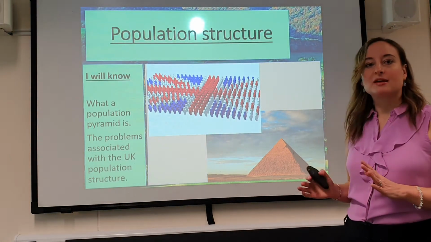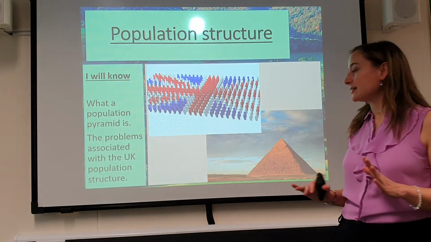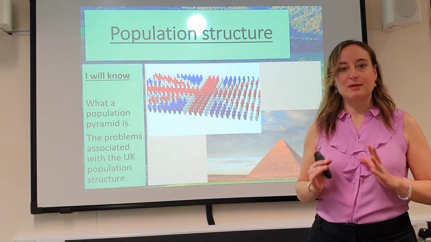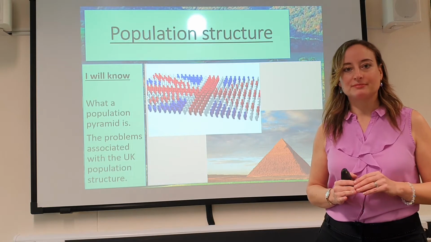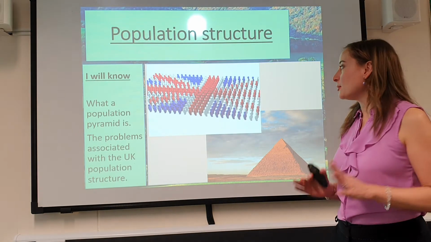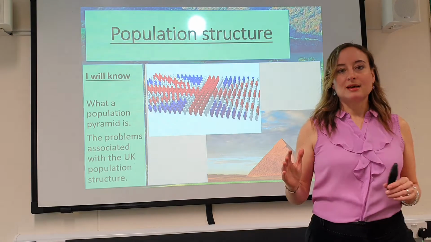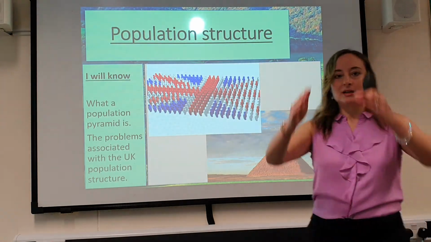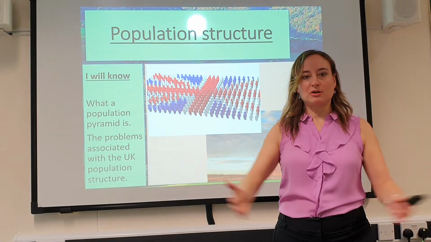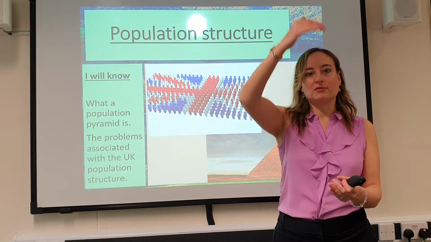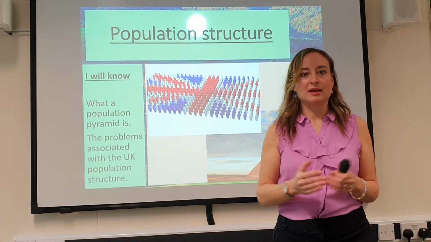So to start off with, I'd like you to look at the two pictures on the board and see if you can work out what you think a population pyramid might be. Okay, so a population pyramid is, as you might have figured out already, a triangular shaped pyramid, and it's full of all the people that live in a country or an area.